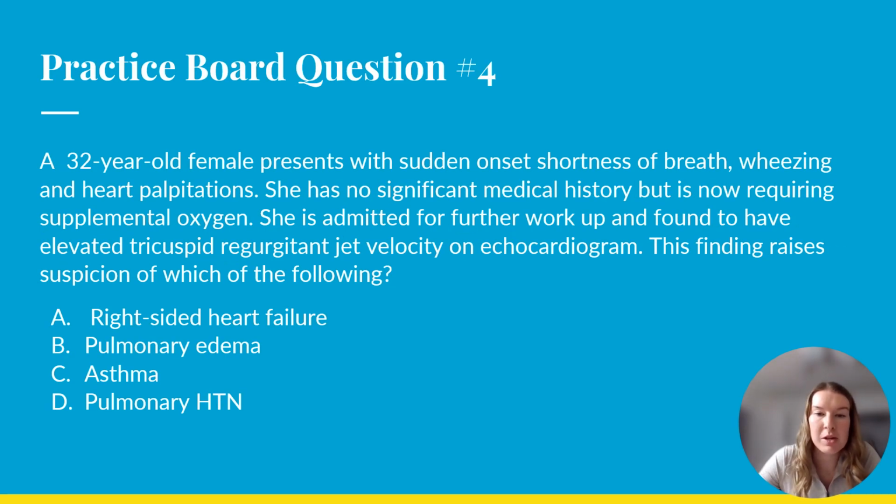So for practice board question number 4, a 32-year-old female presents with sudden onset shortness of breath, wheezing, and heart palpitations. She has no significant medical history, but she's now requiring supplemental oxygen. She's admitted for further workup and found to have elevated tricuspid regurgitant jet velocity on echocardiogram. This raises suspicion for which of the following? A, right-sided heart failure, B, pulmonary edema, C, asthma, or D, pulmonary hypertension.